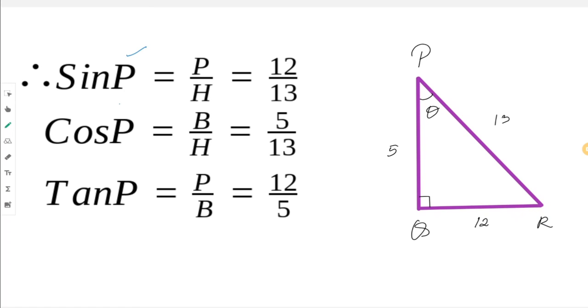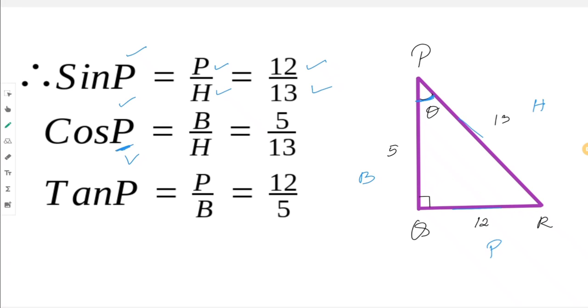Remember, P, P, and P, which means my theta is here at P. So if P is here, this is my hypotenuse, this is my perpendicular, and PQ is my base. So what are the two sides of sine? Perpendicular by hypotenuse. Perpendicular is 12, and hypotenuse is 13. So sine P is 12 by 13.